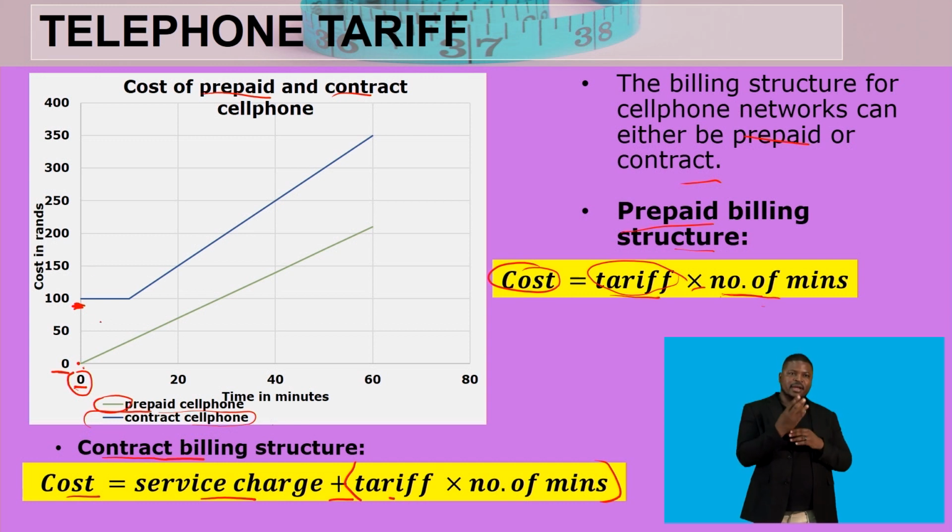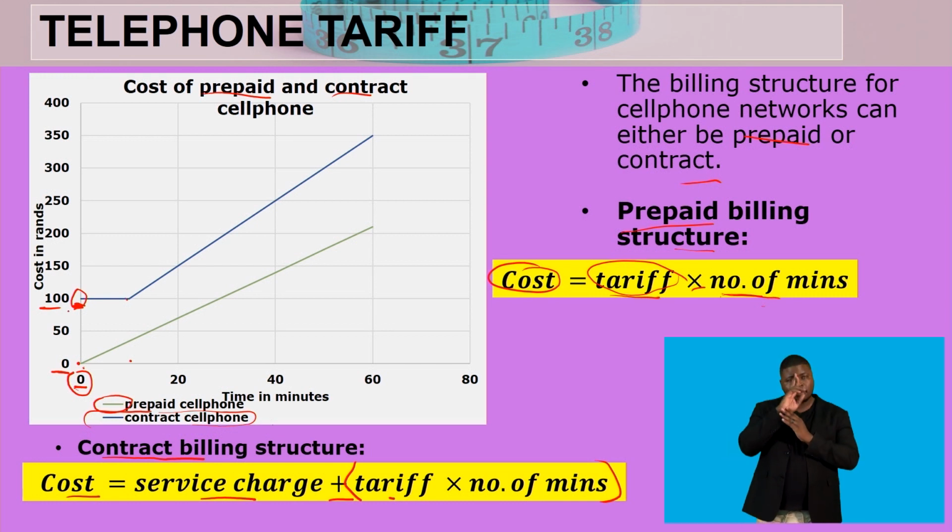Let's go back to the contract graph. The contract billing graph looks a bit funny there at the beginning. So why does it look so funny? Here is our service charge, which is 100 rand. But this amount is constant up until a certain number of minutes used. So why is it constant?